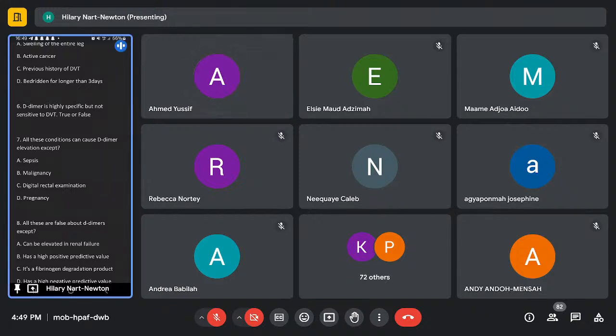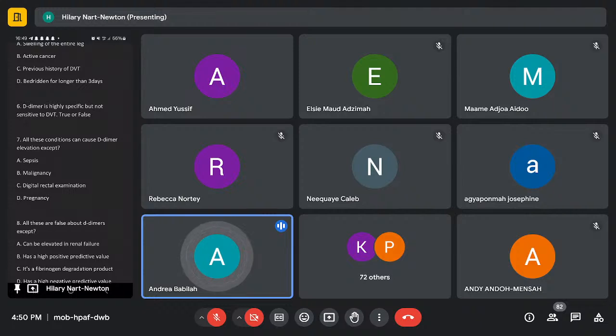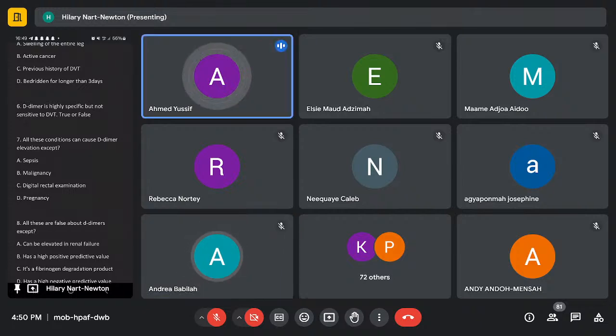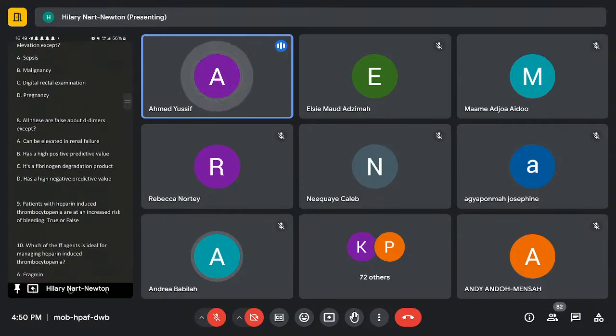Number 7. All these conditions can cause D-dimer elevation except A. Sepsis, B. Malignancy, C. Digital rectal exam, D. Pregnancy. Digital rectal exam. Exactly. So the rest can cause elevation in D-dimers, except DRE.